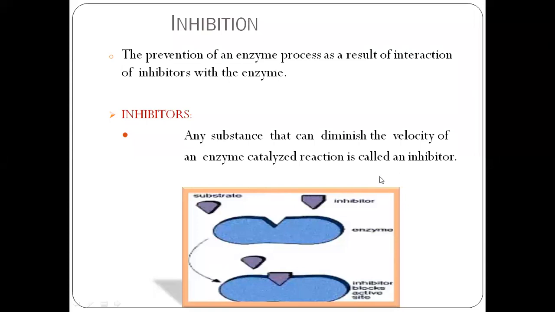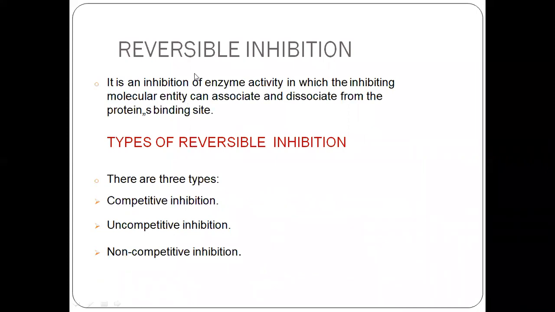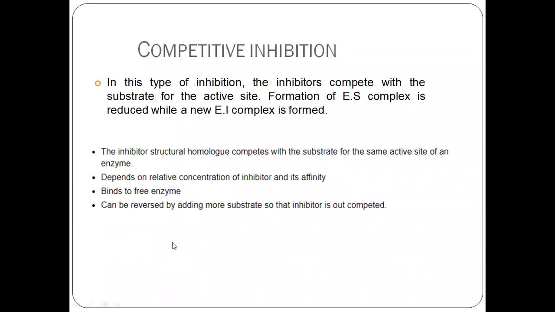Let us see the types of inhibitions. Generally, there are two types, reversible and irreversible. And under reversible, we have again three types, competitive, uncompetitive, non-competitive. Let us see each one of these. Reversible inhibition means an inhibition where the enzyme activity is inhibited by association or dissociation from the protein's binding site, that is from the protein's active site. These are of three types, competitive, uncompetitive, non-competitive.